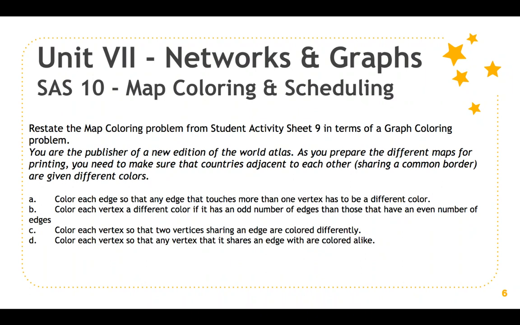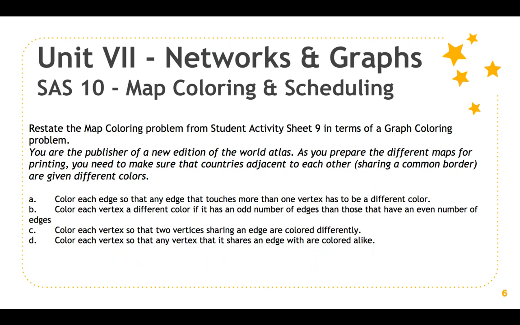All right, how about this? Color each vertex a different color if it has an odd number of edges than those that have an even number of edges. That's kind of strange. We weren't even talking about the degree or the number of edges that go into that particular vertex or their oddness or evenness. So how about C?